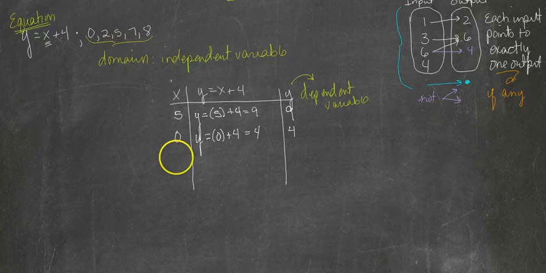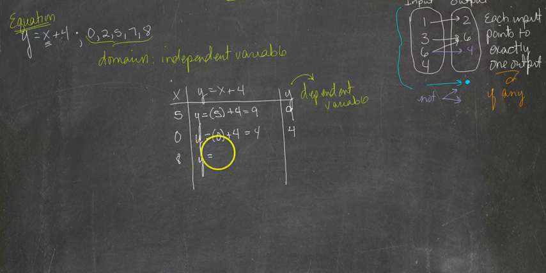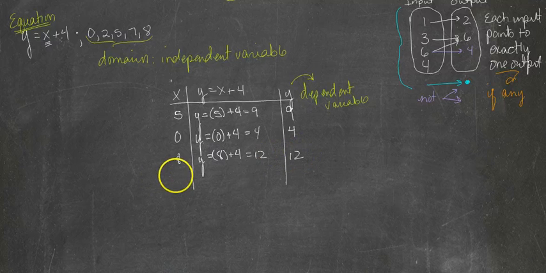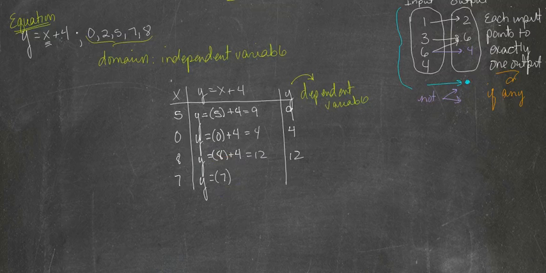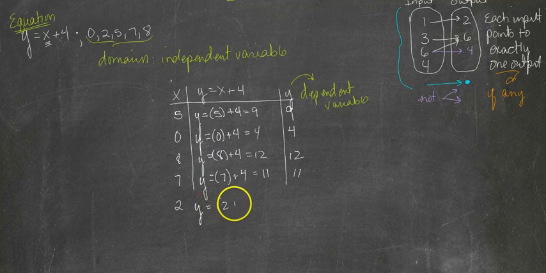This time I'm going to choose 8. So y equals 8 plus 4, and that's 12. 7 I'm going to choose this time. Y equals 7 plus 4, and that's 11. And do I have them all? I don't. Let's see, I need a 2. So y equals 2 plus 4, which equals 6.